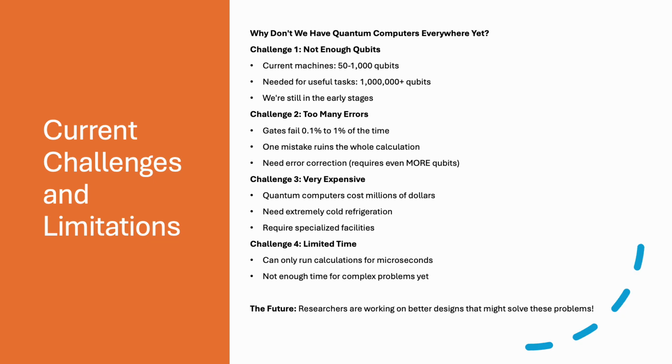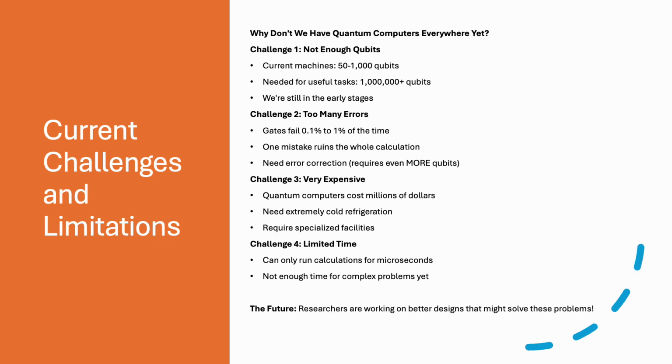Now let's be realistic about where quantum computing stands today. While we have made tremendous progress, we are still in the early stages of this technology. Think of where classical computers were in the 1950s. Today, quantum computers can do things impossible for classical computers, but they are not yet practical for most real-world problems. Understanding these limitations helps us appreciate both how far we have come and how far we still have to go.